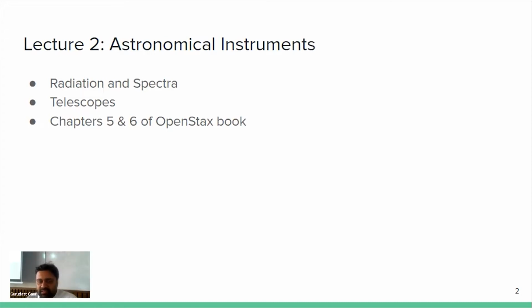So in lecture 2, we are going to discuss the astronomical instruments, which is very, very critical as far as studying the objects in the universe is concerned. We will first discuss the radiation and spectra. All of us have some idea. We will try to revise those concepts and have a discussion. Then we will go to the most important tool in astronomy, that's the telescopes. Today's lecture has been taken from chapter 5 and 6 of this book, OpenStax, which is shared in this Google Drive folder.